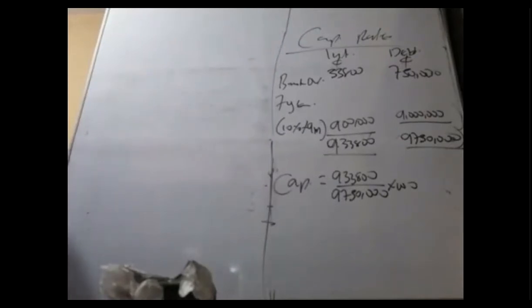Okay, so 933,800 divided by 9,750,123. So that will be 9 point something. Times 100.